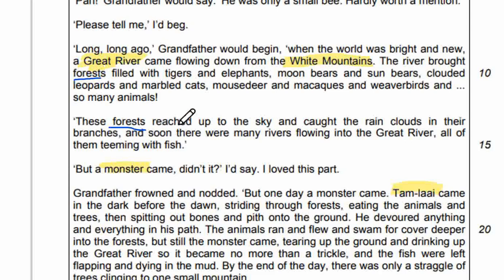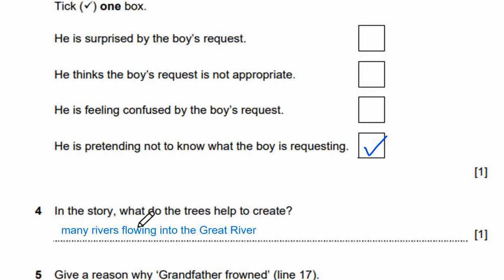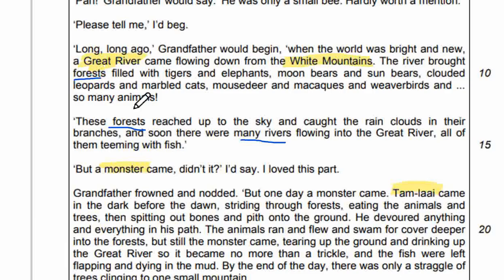These forests create. Here it says, caught the rain cloud in the branches, and soon there were many rivers. So the forest creates many rivers. That will be the answer. Many rivers flowing into the great river, as we quote from the text.